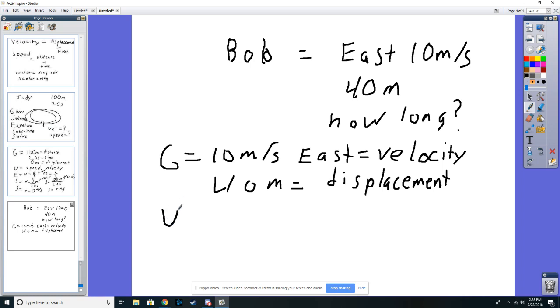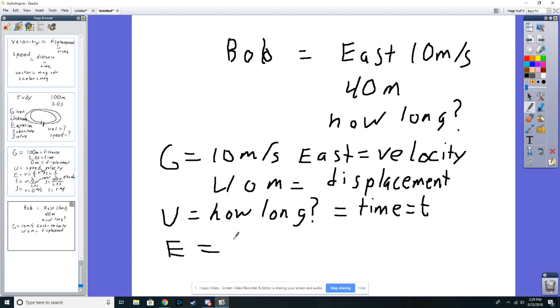So the unknown we're looking for, how long would it take him? That's time. Whenever you're asking how long, it's time. We're looking for time in this instance. So our equation is, again, velocity is equal to displacement divided by time, or over time.